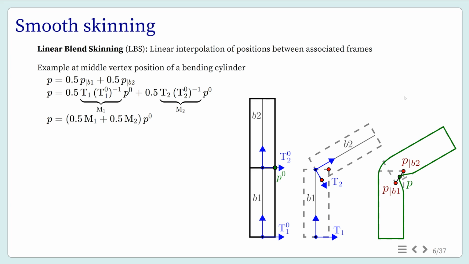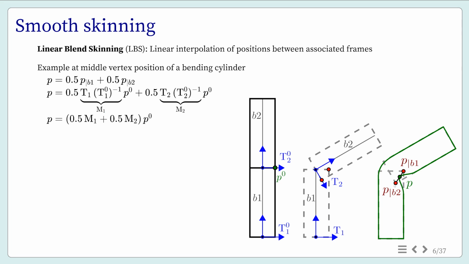This is an example of a cylinder that is bent, and we are going to look at the position of the middle vertex between the two parts of the cylinder. If we supposed that the point P0 were attached to the bone B1, then after deformation, we would get the position P with respect to B1. And on the other side, if we suppose that the point P0 is fully attached to B2, like in rigid skinning, after deformation, we would get the position P with respect to B2.